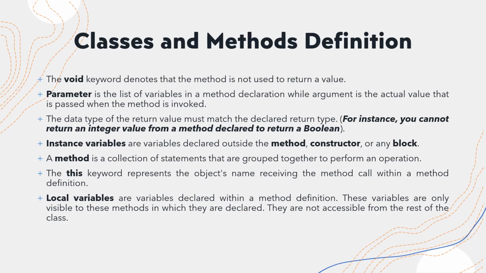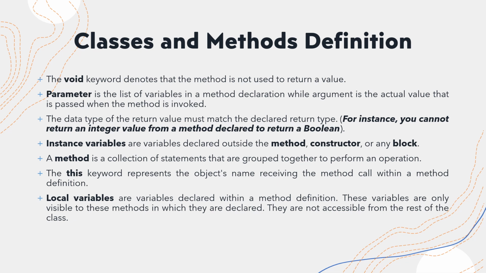The void keyword denotes that the method is not used to return a value. A parameter is the list of variables in a method declaration, while an argument is the actual value that is passed when the method is invoked. The data type of the return value must match the declared return type. For instance, you cannot return an integer value from a method declared to return a Boolean.